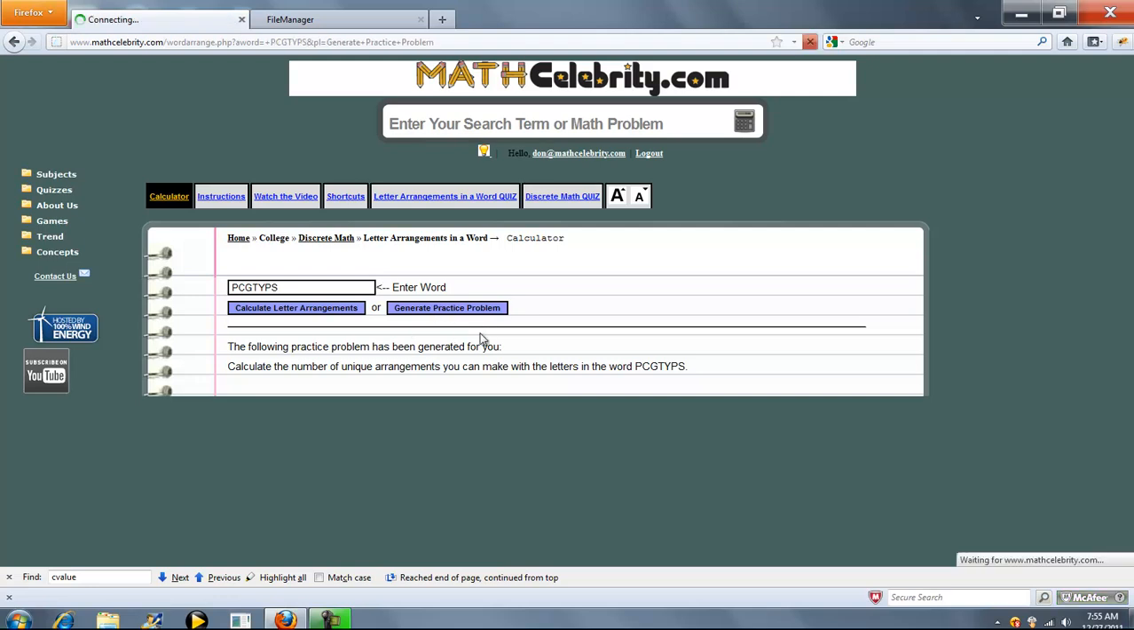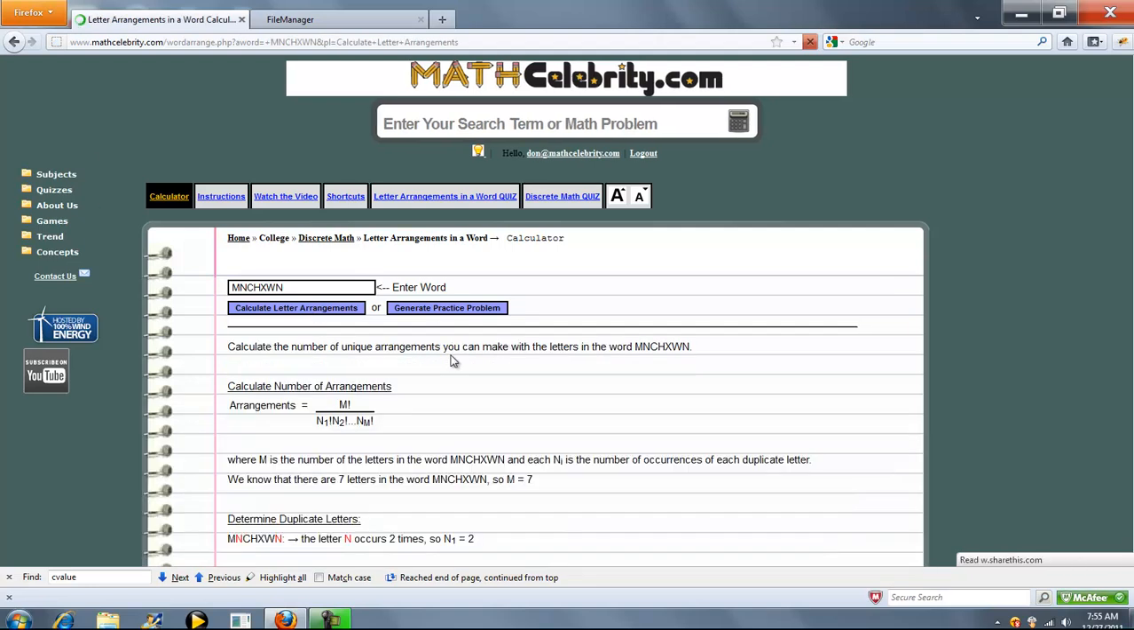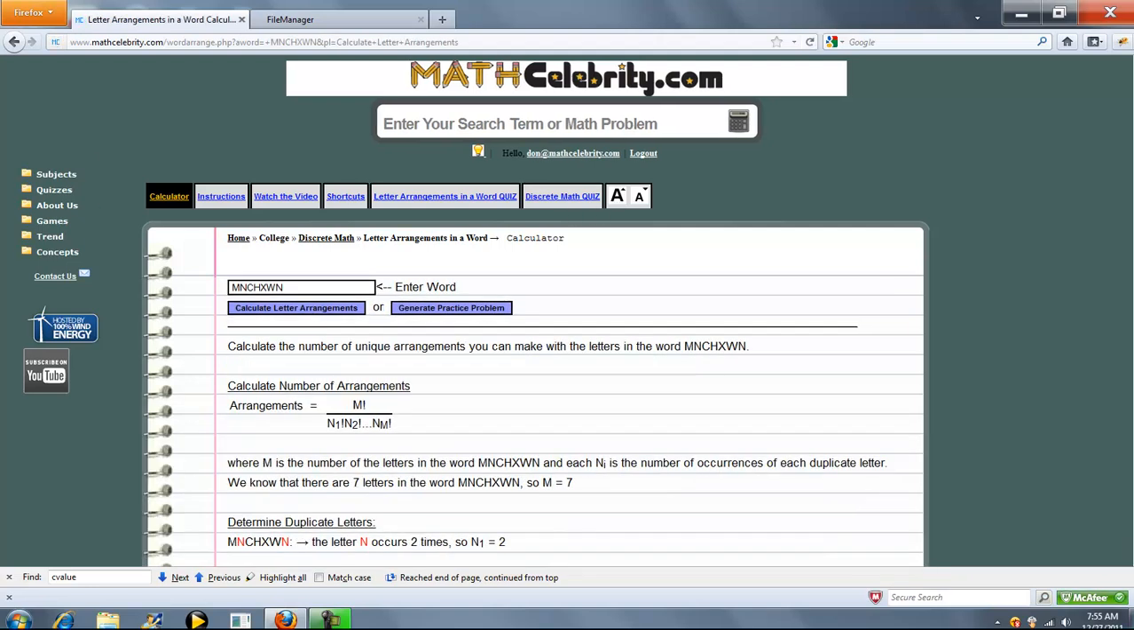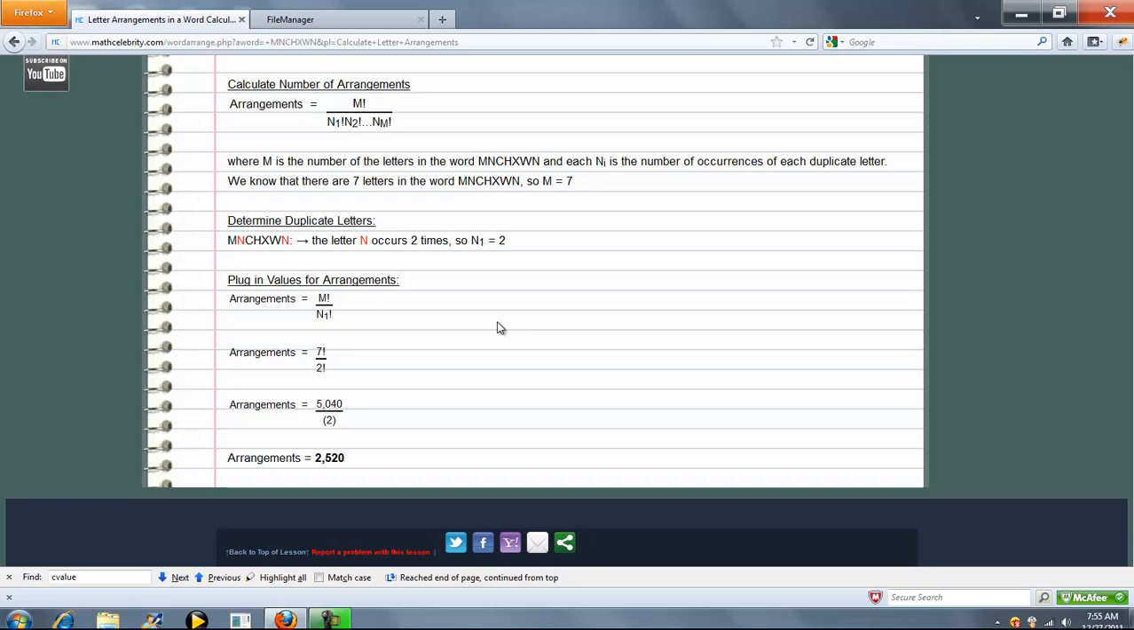And then when you're ready, you press calculate letter arrangements, and it'll run our formula that we've seen in this lesson. So in this case, there's 7 letters. The letter N occurs twice. There's no other duplicates. So we set up our equation, and we get 2,520.